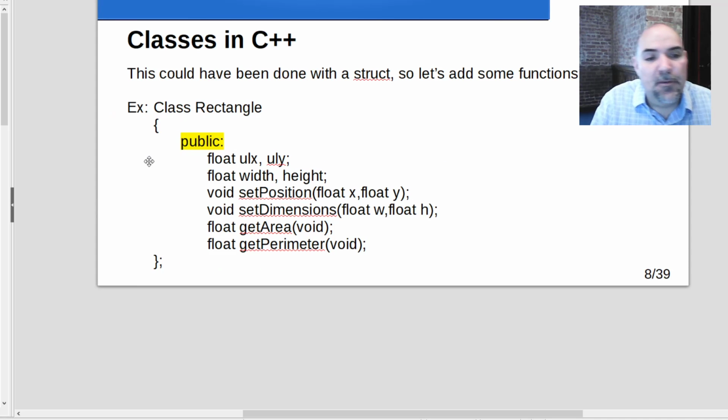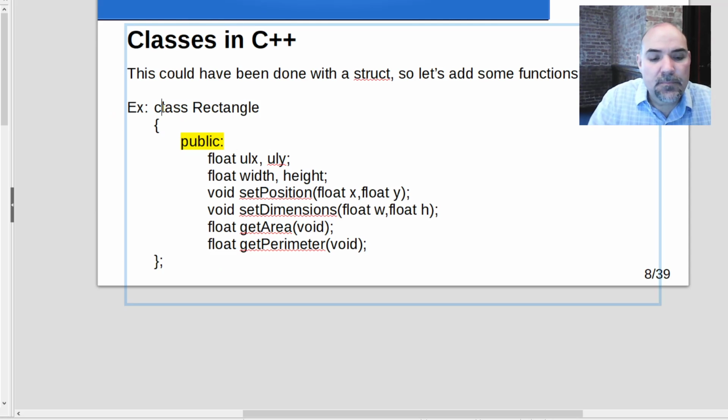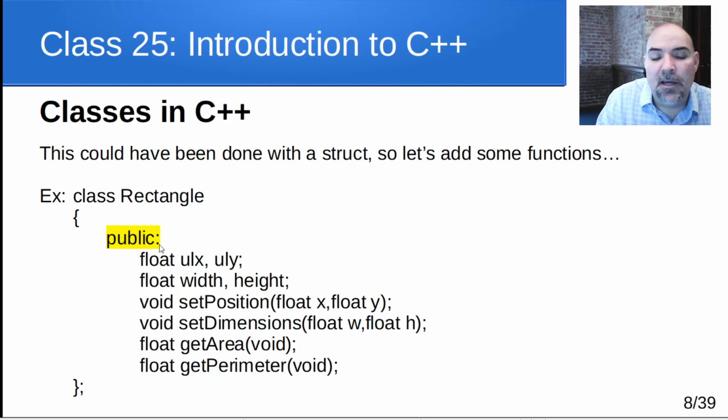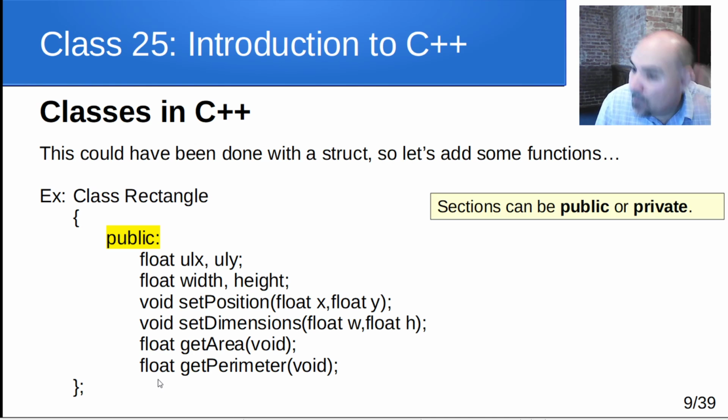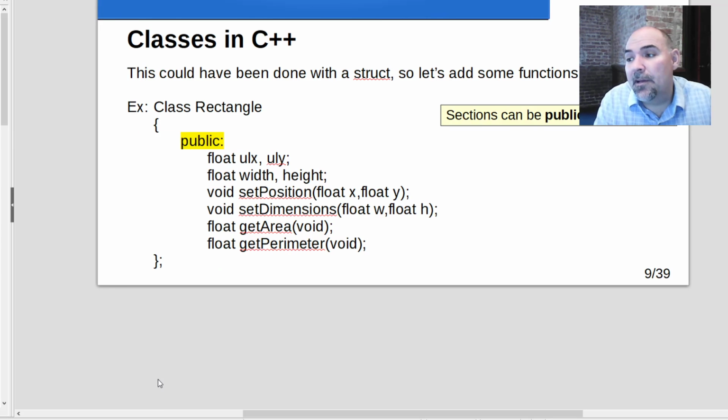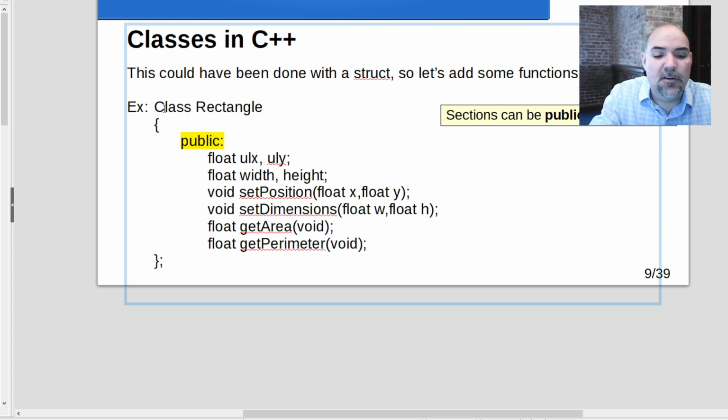And to make those things public, we basically just put this public keyword with a colon in front of it, and everything after that now becomes public inside of that class that we made. Now, one quick thing here, those sections can be either public or private, so we can actually set those ourselves.